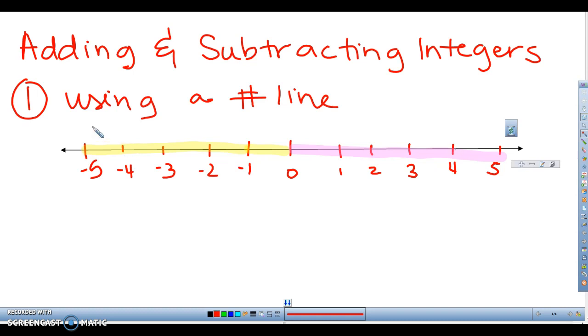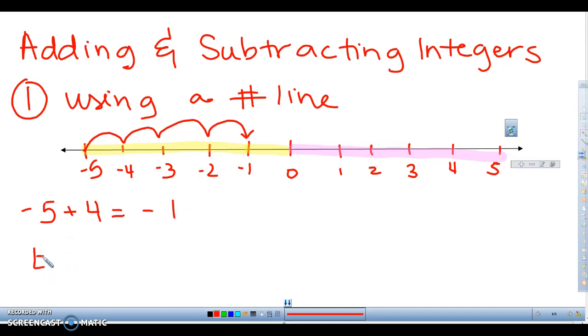So, let's say I have -5 and I want to add to it 4. So I'm going to start at -5 and I'm going to move 4 to the right because I'm adding a positive 4. So 1, 2, 3, 4. And I end up at -1.